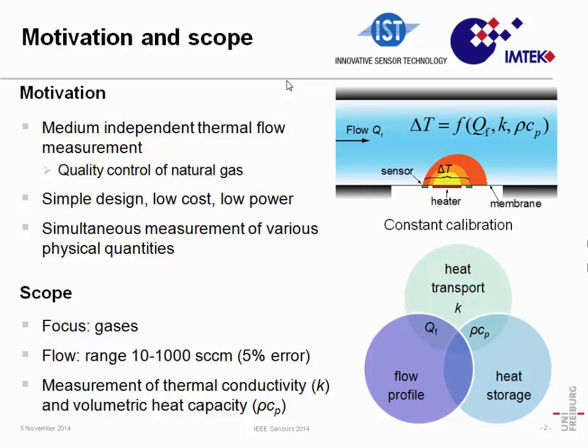Basically, we set the scope of this work only for gases. We want to work in a flow range between 10 and 1,000 standard cubic centimeters per minute, with, let's say, 5% error.